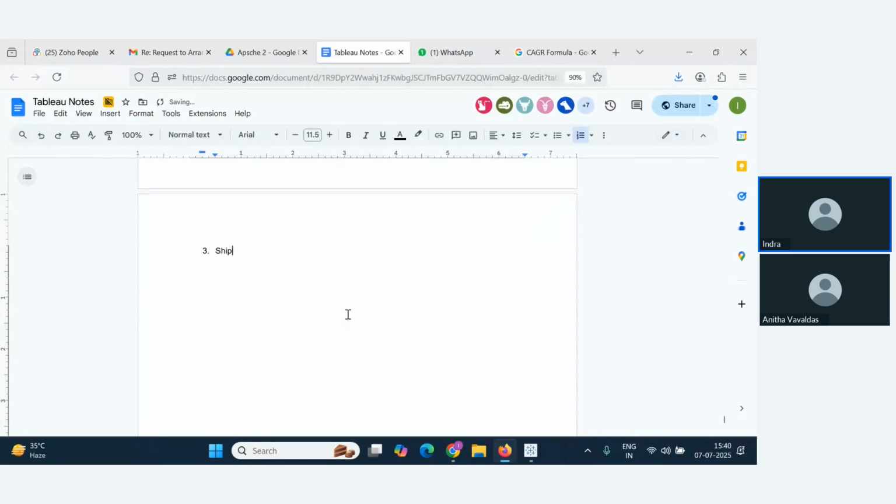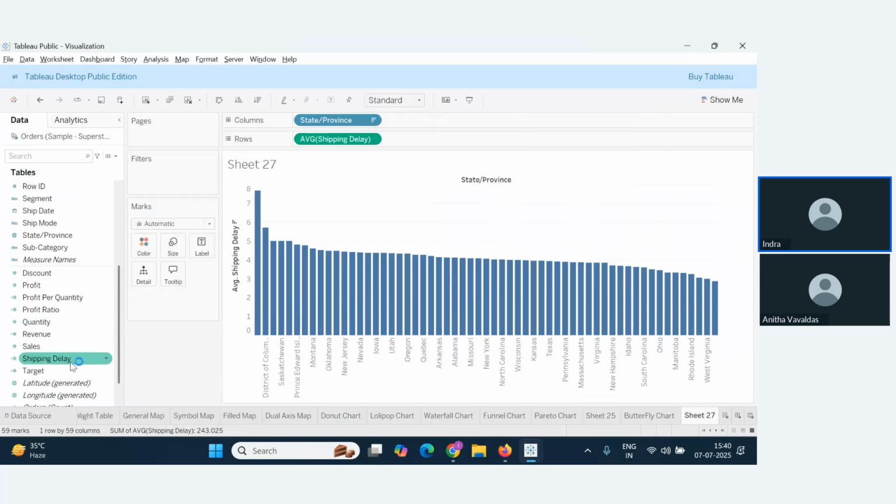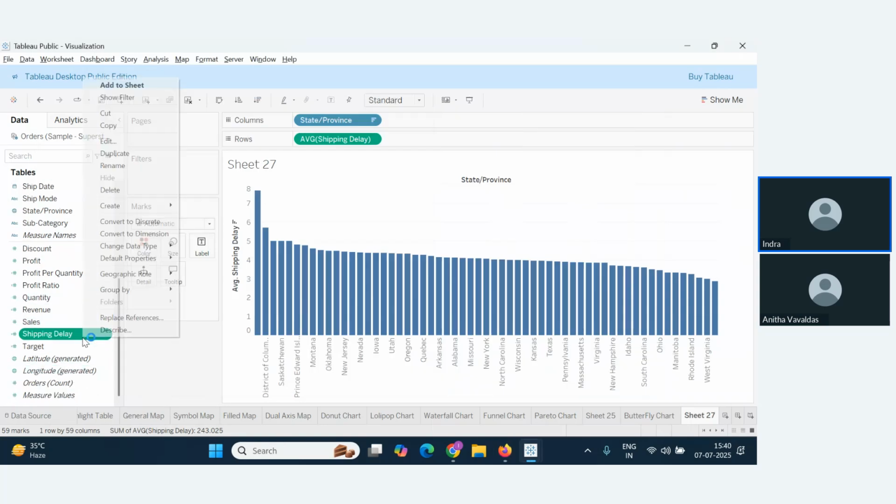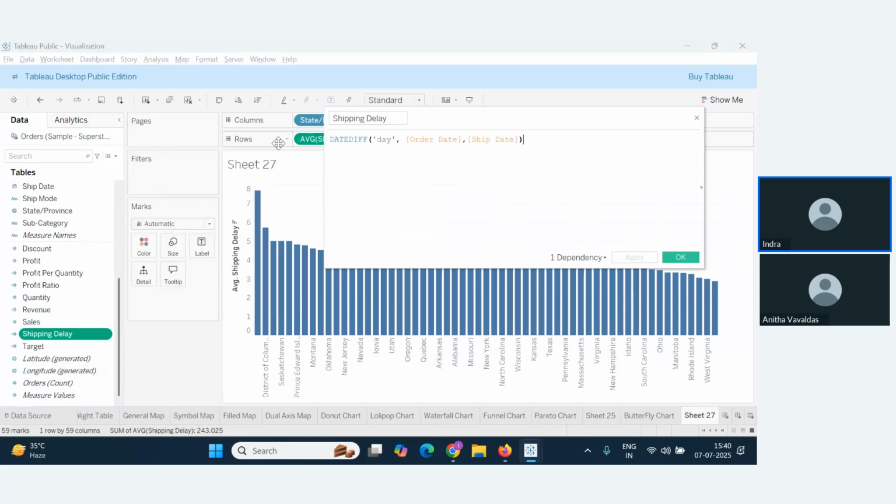This is important. Shipping delay, this function. Others, whether you keep it or not, but keep this one.